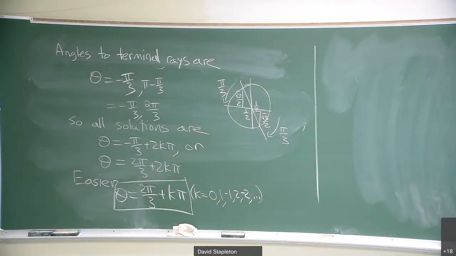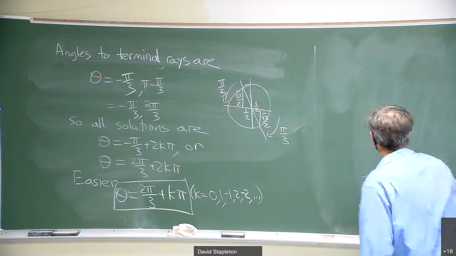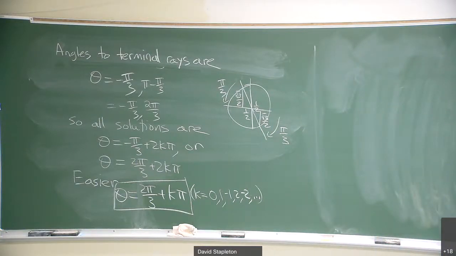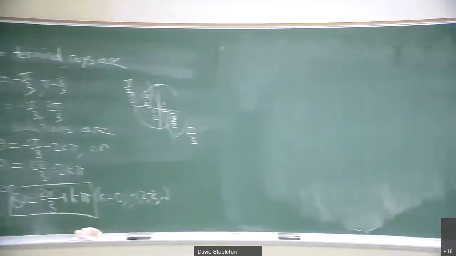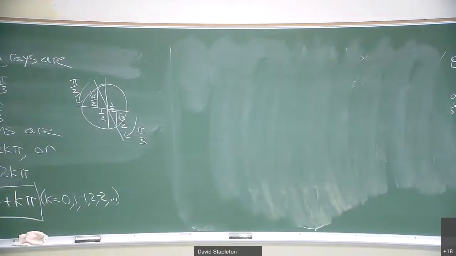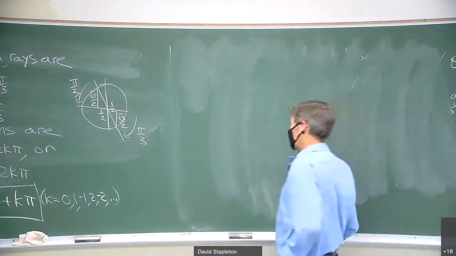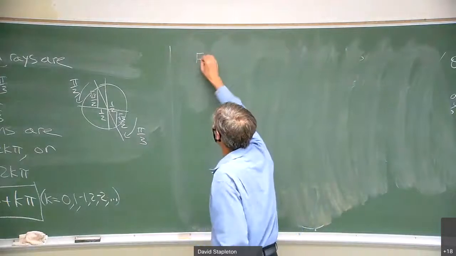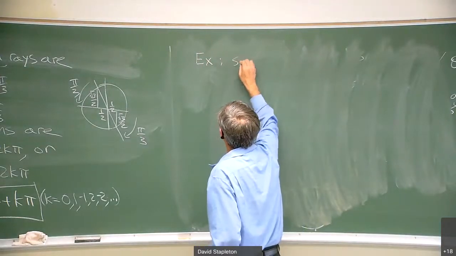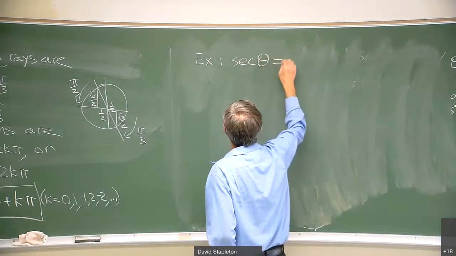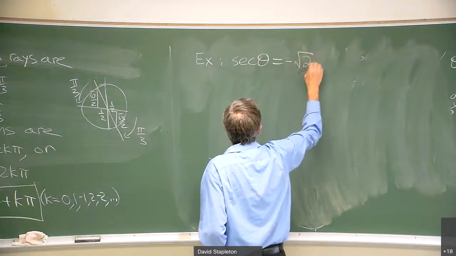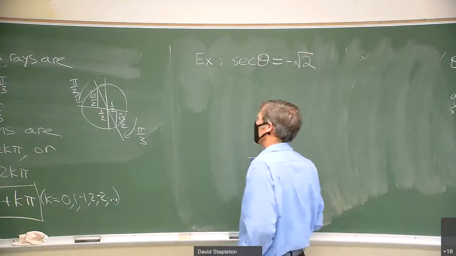Well, what's another one we can do? How about secant or cosecant? If you have secant or cosecant equal a number, say secant theta equals minus square root 2. How about that? Solve that one for all angles theta.